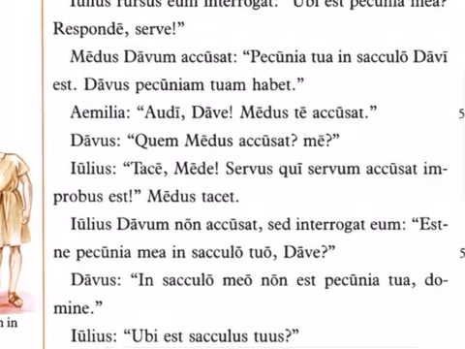Ooh, big accusation here. Amelia says, Audi Dawe, Medus te accusat. Listen, Davus, Medus is accusing you. And then Davus says, Quem Medus accusat? Me? Remember quem from the last chapter. This is whom. It asks a question. Whom does Medus accuse? Whom is he accusing? Me? Alright, and then Julius says, Tace Mede. Shut up, Medus. Servus qui servum accusat improbus est. A slave who accuses a slave is wicked.